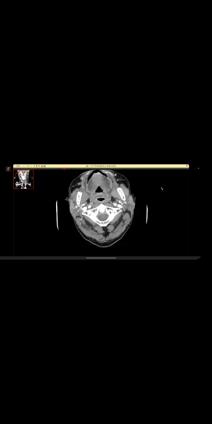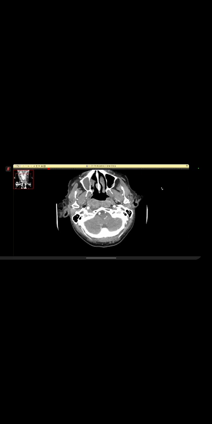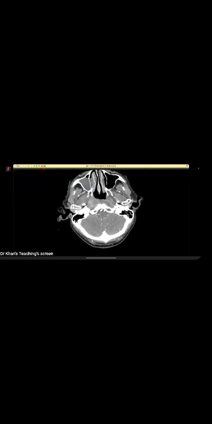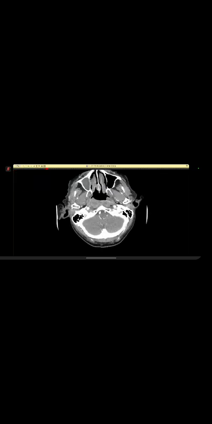Same case with contrast. Over to you. Okay, so this is the CT brain with contrast. I can see that there is a heterogeneous enhancement of the mass. And I want you to sum it up. Tell me what can it be?